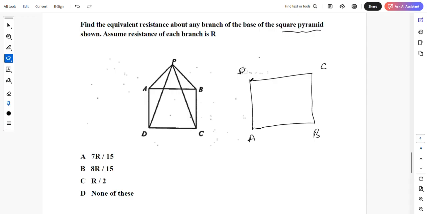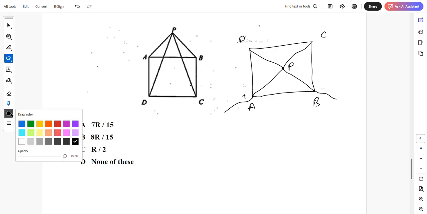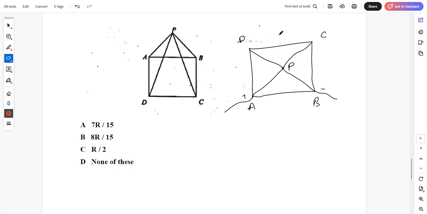Now this is P. P is like this. Okay? Let us find the resistance between A and B. Let us calculate. Take this as plus and this as minus. If I closely observe this one, what do I have to do? We will use the vertical line of symmetry. Let us draw it here. This is the vertical line of symmetry.